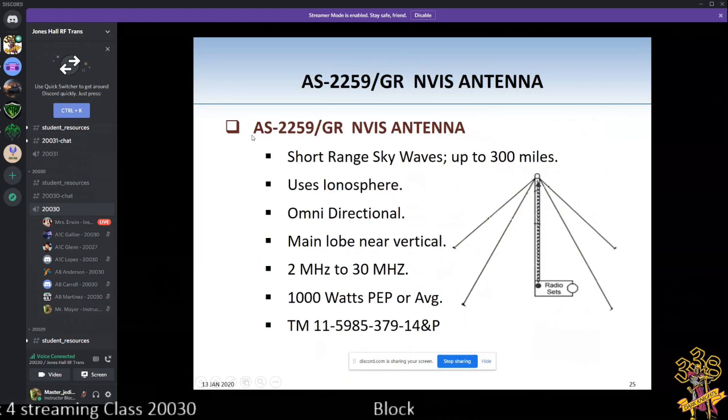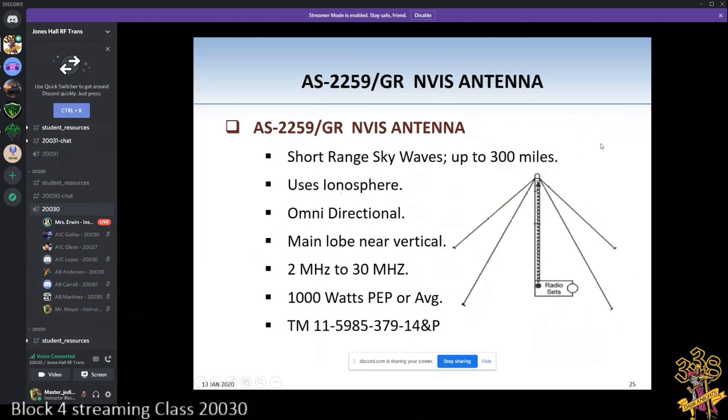NVIS provides you short-range sky waves, short range being around 300 miles. It does use the ionosphere. It is an HF antenna. It's omnidirectional. It's called an NVIS, near vertical incident skywave, because its takeoff angle is near vertical.